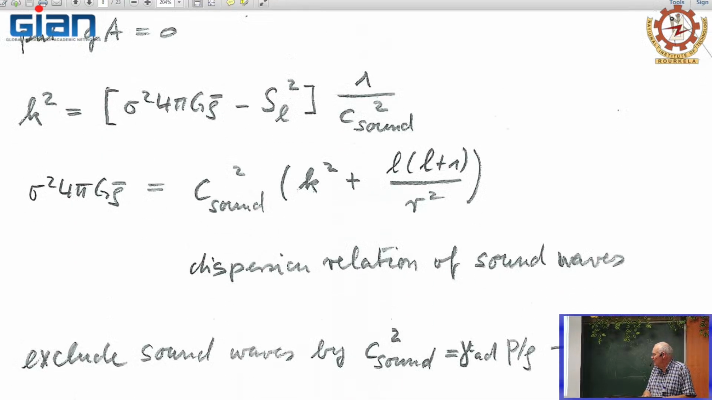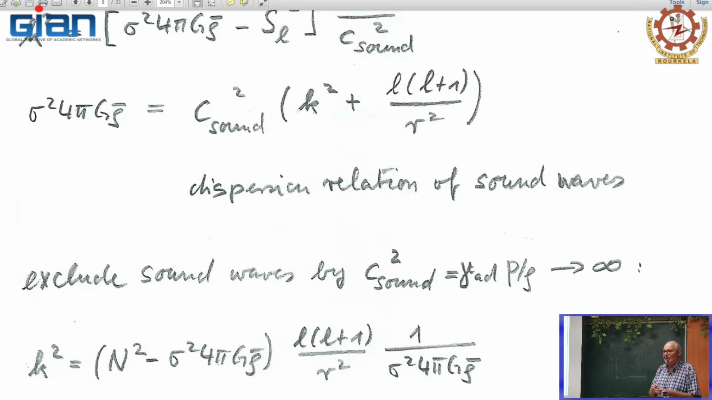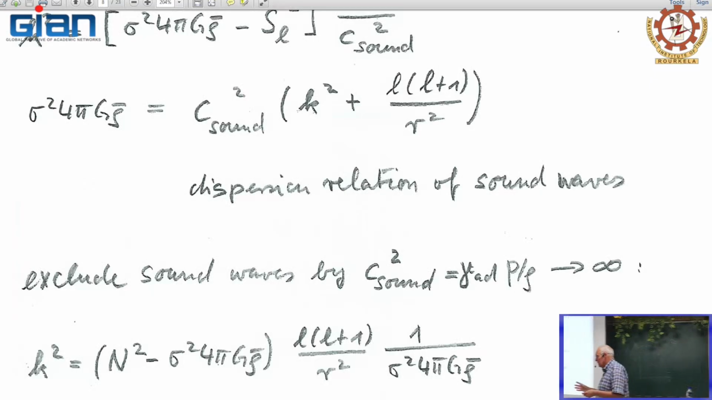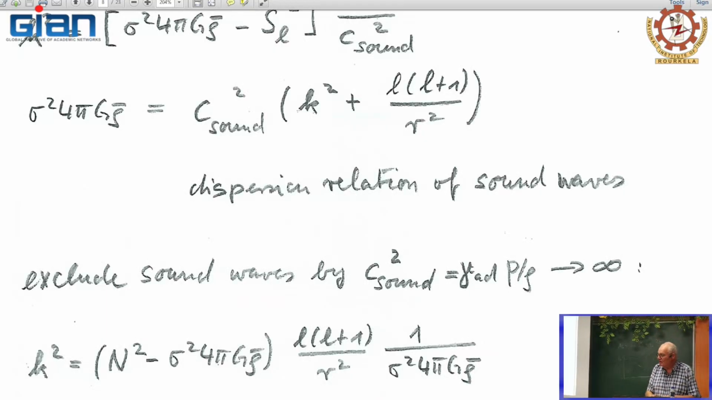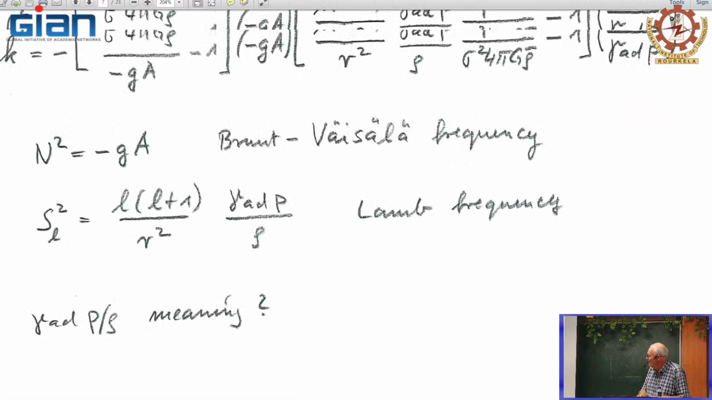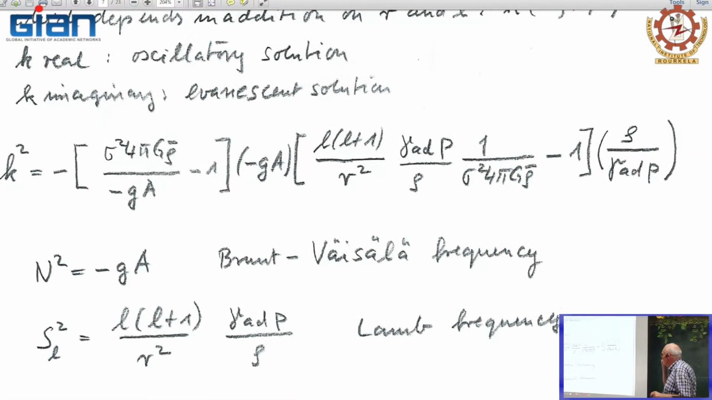I have to stop here. Perhaps I can just start a little bit. We can also do the opposite. Rather than asking for zero entropy gradient, we can exclude sound waves by putting sound speed to infinity. And if we put sound speed to infinity, then we have to multiply this in here, and then this term 1 over sound speed squared will drop out, and we will be left with essentially the left bracket.